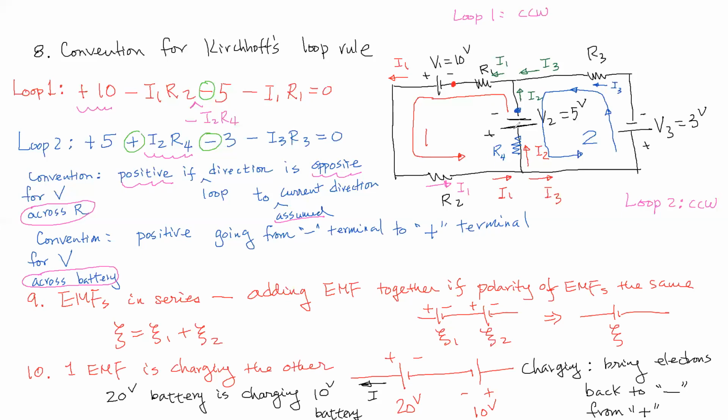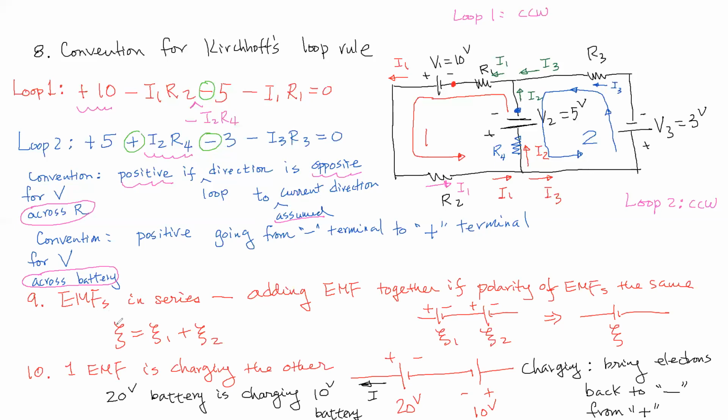in loop 1, the sign is negative, but in loop 2, the loop is going this way, clockwise. So in loop 2, the V2 here is going from negative to positive. So for this one here, I need to use positive. And for the V3, because I'm going up this way, it's going from positive to negative. So going from positive to negative means it needs to be negative, because it's not going from minus to plus, it's going from plus to minus. So this has to be negative, and I will have a negative right there.